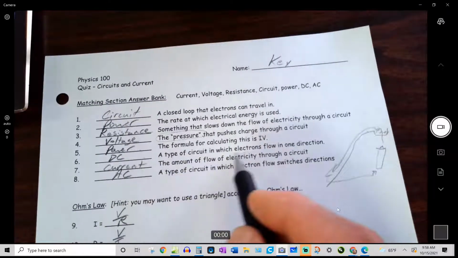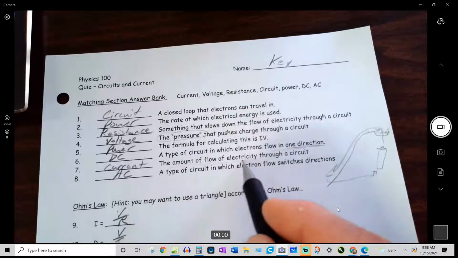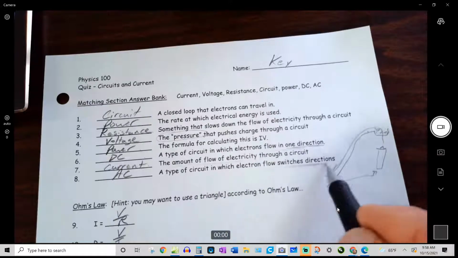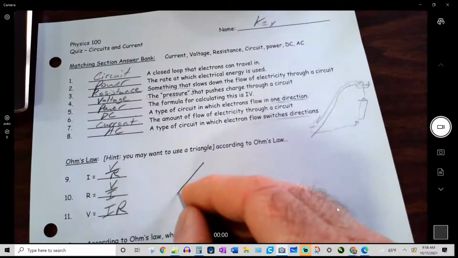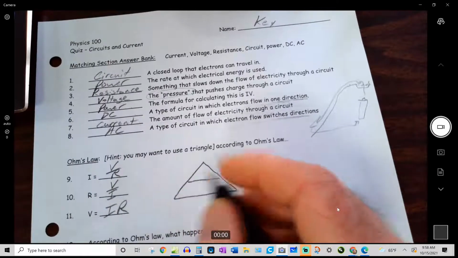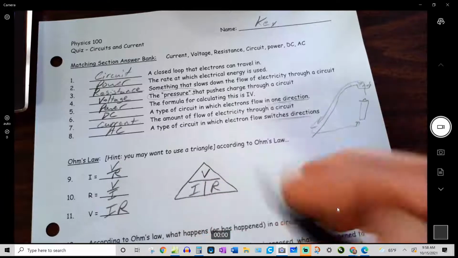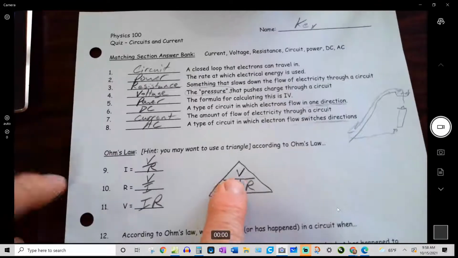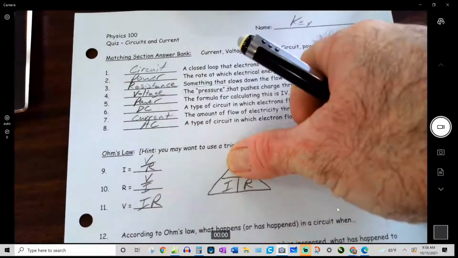DC is direct current. That means one direction. The amount of flow, that's current, and then the type of circuit in which a flow switches directions, that's AC, alternating current. If you use the triangle on this next part, you'd set it up like this: V equals IR. So cover up the I, and you get V divided by R. Cover up the R, you get V divided by I, and then cover up the V, and you get IR.